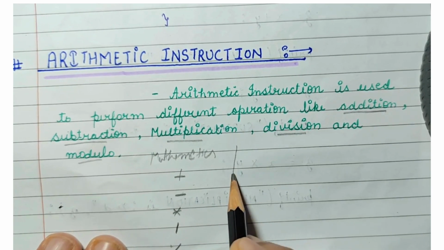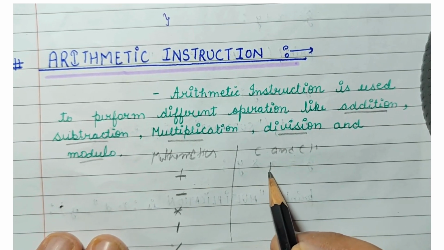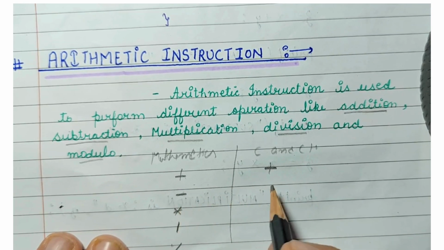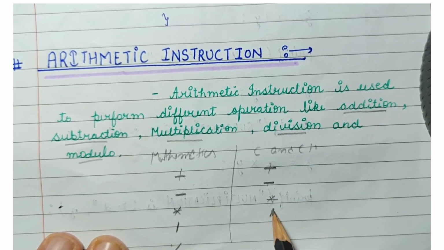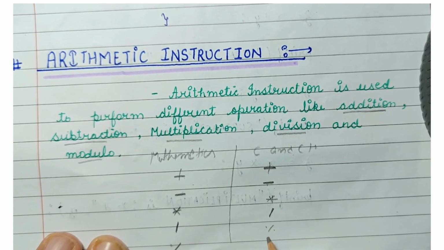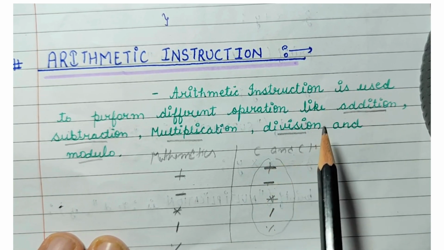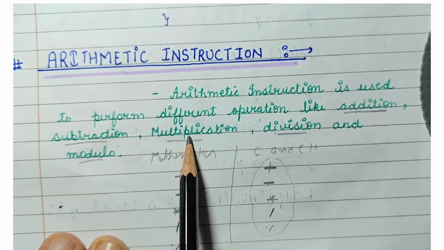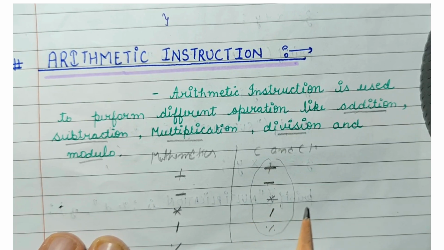In a similar way, in the C and C++ programming languages, the meaning of plus is the same. These operators are also valid in C and C++. The meaning of subtraction is also the same. The meaning of star is the same, the meaning of slash is the same, and the meaning of percentage is the same. Basically we have 5 arithmetic operators available in C and C++: addition, subtraction, multiplication, division and modulo.